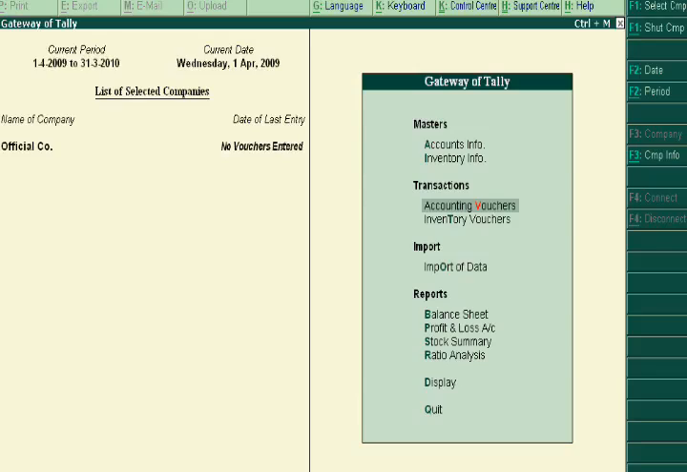In this tutorial of Tally ERP 9, we will discuss voucher entries. Voucher entry means to record the transactions in Tally ERP 9 by passing voucher entries in accounting vouchers. We already have made some ledger accounts, and now we are passing voucher entries. Click the accounting vouchers.